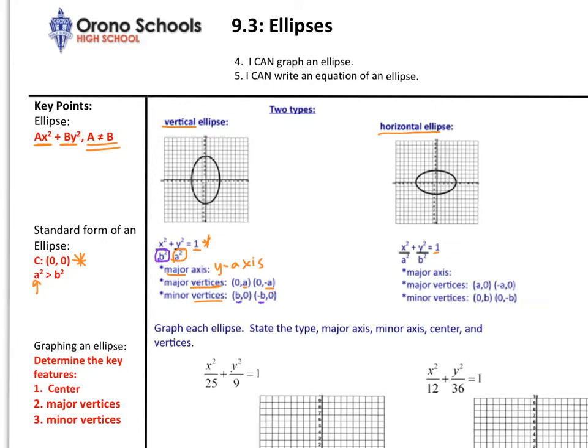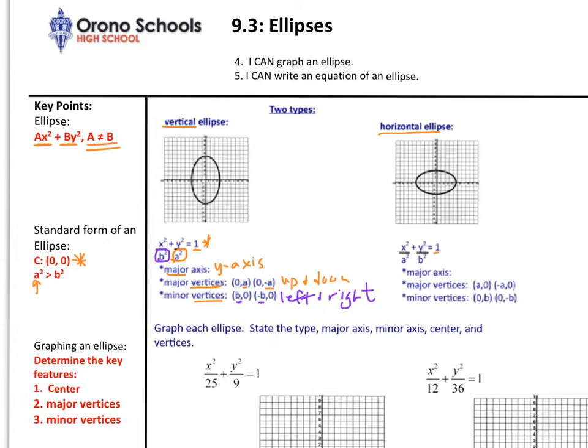So for your major vertices on a vertical ellipse, we're going to go up and down from the center. For the minor vertices on a vertical ellipse, we'll go left and right. Oops, that's supposed to be left. Let's try that again. We'll go left, there we go, and right. And then we draw that oval shape through those 4 total vertices.